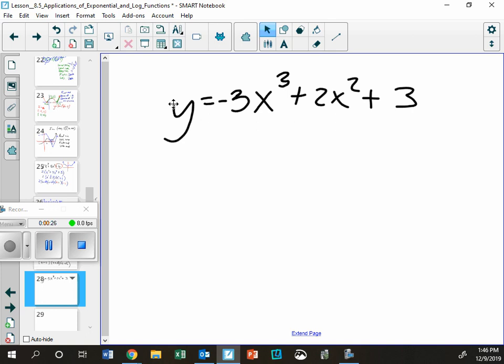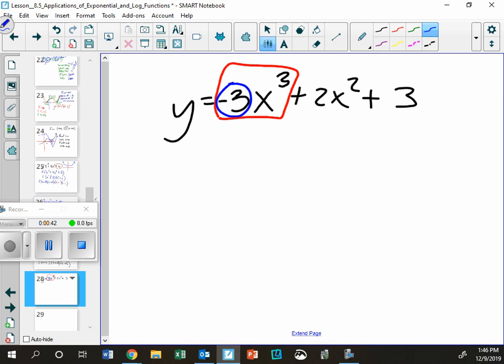So what's the lead coefficient on this one? That is the whole lead term, and of that, which is the lead coefficient part? The -3. All right, and that tells you something about your graph. Can you tell me what it tells you? That negative in front is telling you something. It's going down on the right.